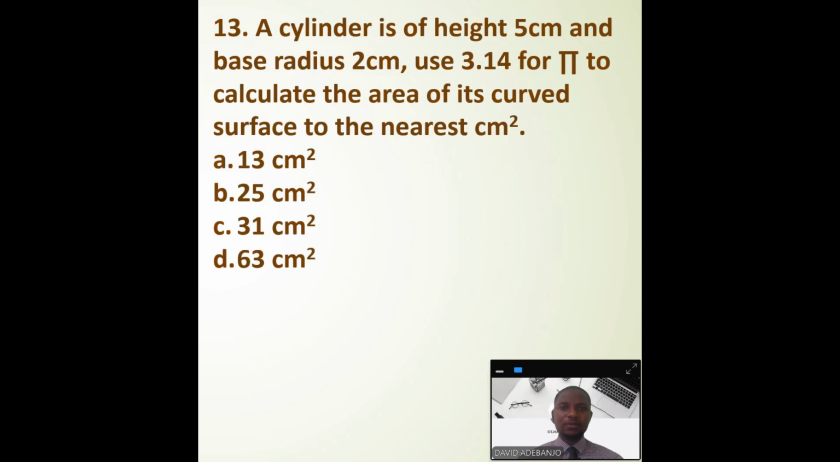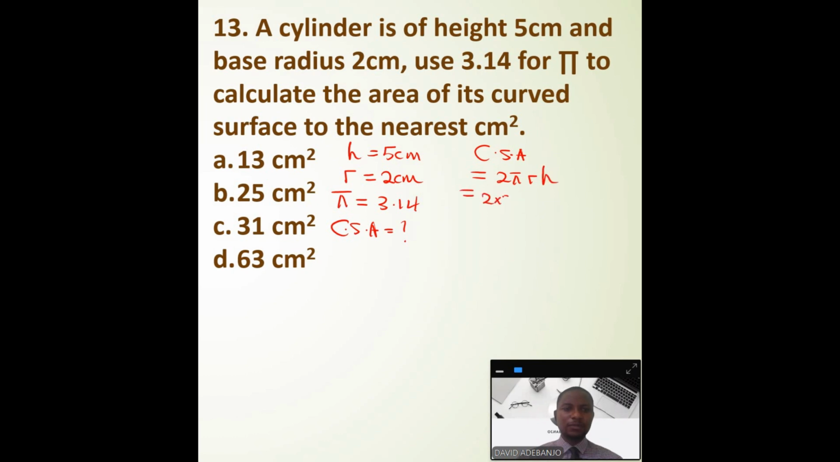All right, moving on to question 13. A cylinder is of height 5 centimeter. The base radius is 2 centimeter. Use 3.14 as pi, so pi is 3.14. Calculate the area of the curved surface. So we're looking for curved surface area. So all you need is the formula, and the formula for curved surface area is 2 pi r h.